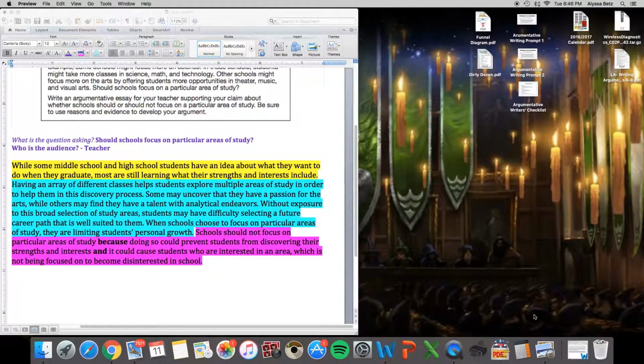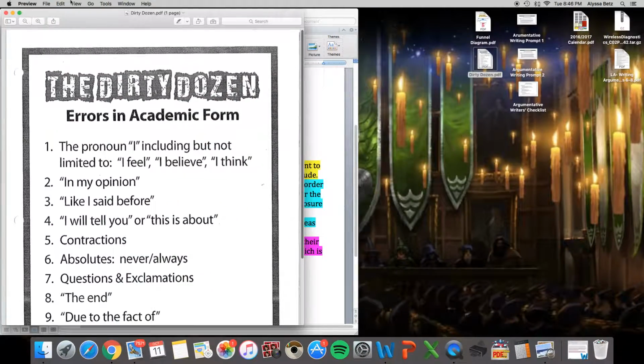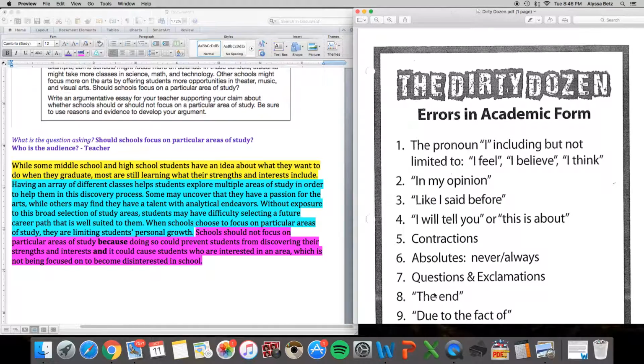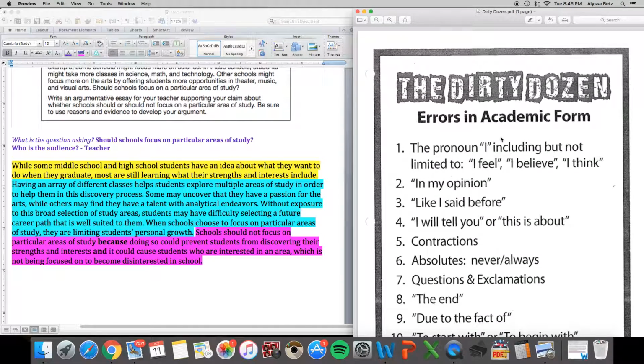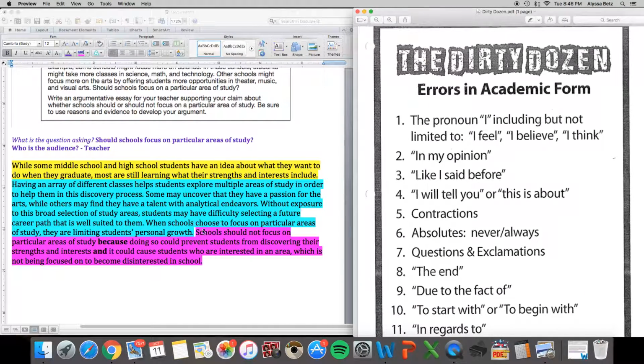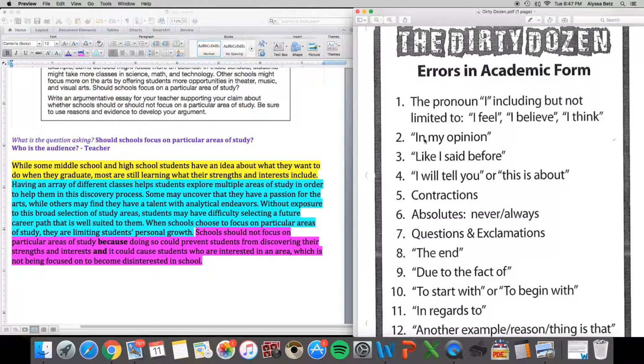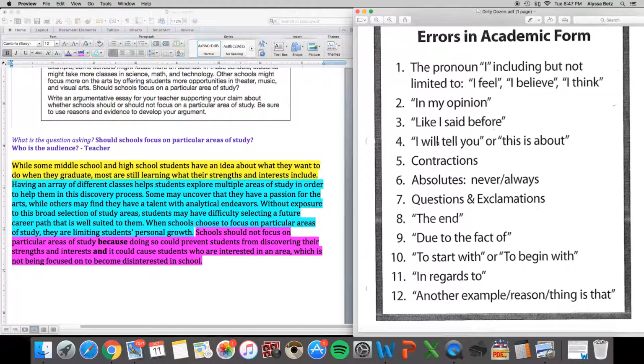And also keeping in mind here that it is not violating any of the dirty dozen. So you'll notice I didn't have any I pronouns in here. If I put, I believe schools should not focus on particular areas of study, I would have to go in and fix that because with the PSSA, you may not use those pronouns. I didn't put in my opinion. I didn't use any contractions. There are no questions, no explanations. And I didn't use any of these phrases that we are not supposed to use.